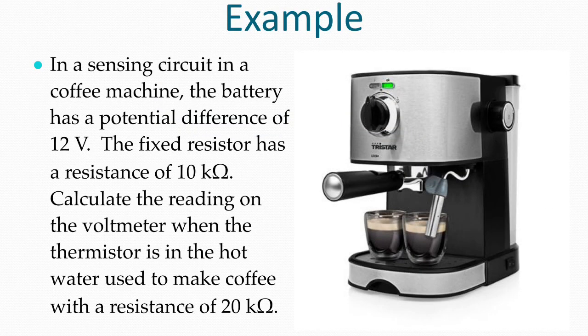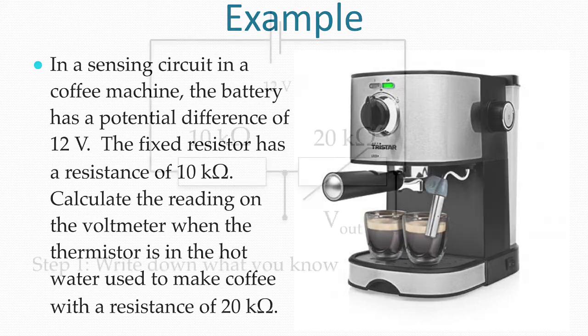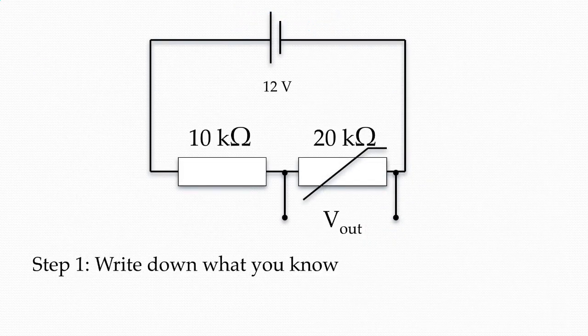I'm going to look at the problem again, but this time when the thermistor is raised to a higher temperature with the hot water, and therefore its resistance has dropped to 20,000 ohms. The first step is to write down what we know. So I'd like you to pause the video now and write down all the key information that you have at this point.